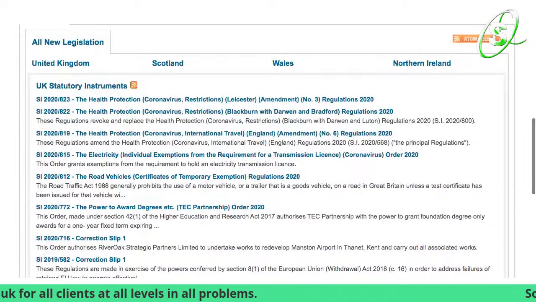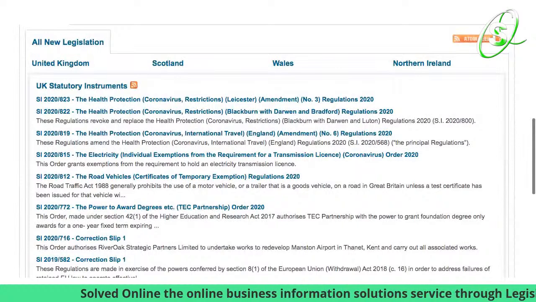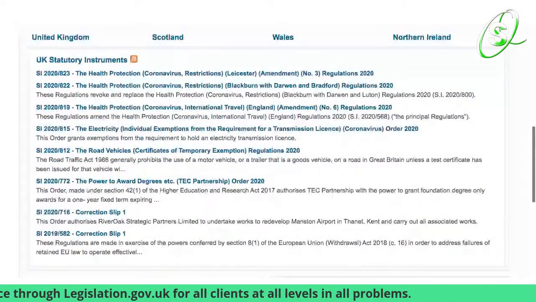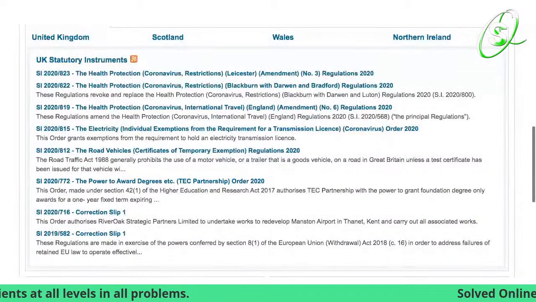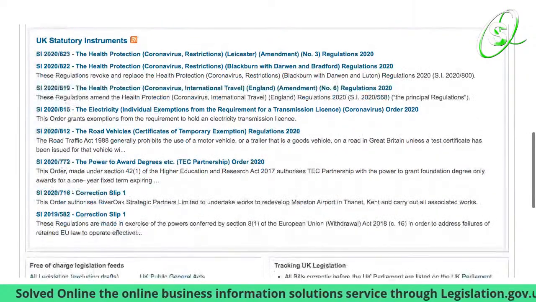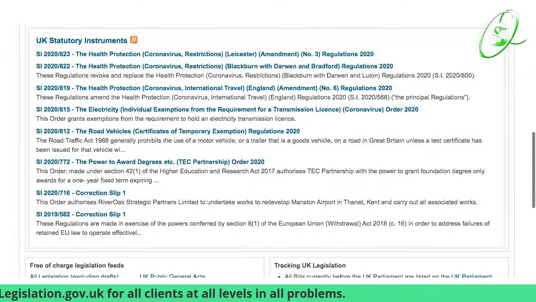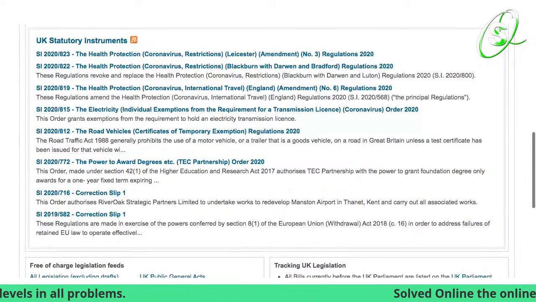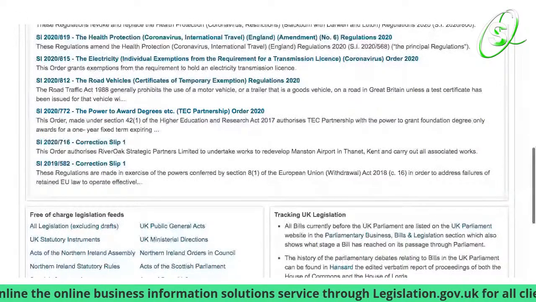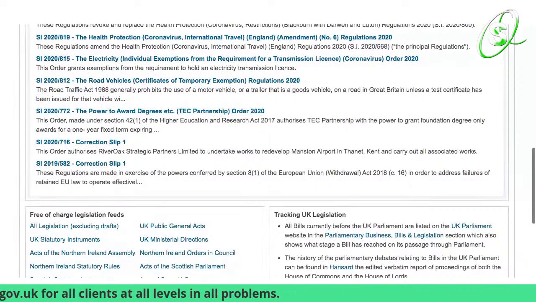First we have the Health Protection Coronavirus Restrictions Leicester Amendment Number 3 Regulations 2020. We also have the Health Protection Coronavirus Restrictions Blackburn with Darwen and Bradford Regulations 2020. We also have the Health Protection Coronavirus International Travel England Amendment Number 6 Regulations 2020. Here we also have the Electricity Individual Exemption from the Requirement for a Transmission Licence Coronavirus Order 2020.